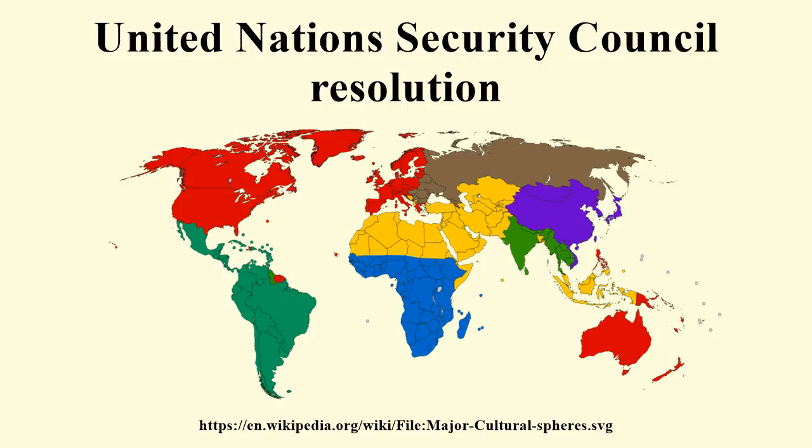Draft resolutions on procedural matters can be adopted on the basis of an affirmative vote by any 9 Council members. The 5 permanent members are the People's Republic of China, France, the Russian Federation, the United Kingdom, and the United States. Terms and functions mentioned in the UN Charter.